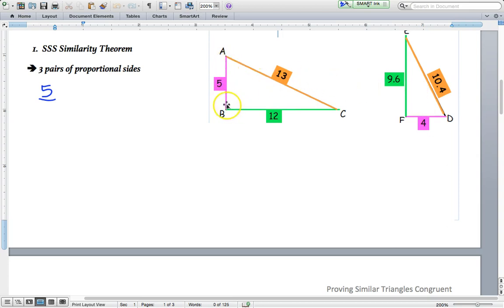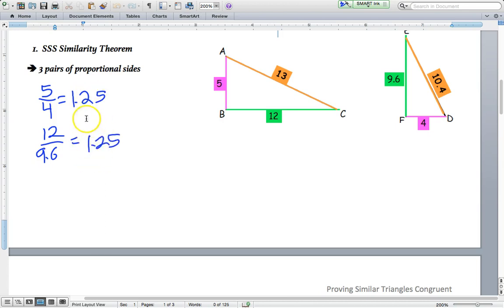As you can see, these are color-coded for us, which makes it easier, but they're not always going to be like that. So you've got to be able to identify this is your short side, and over here your short side is 4. So it'll be 5 over 4, which when you reduce that is going to be 1.25. Now we take our other sides and do the same thing. 12. Since we did 5 on top, our other ratios have to have the side lengths from this triangle on top also. So we'll say 12 over the side that it corresponds to, 9.6. And when we type that in the calculator, we also get 1.25.